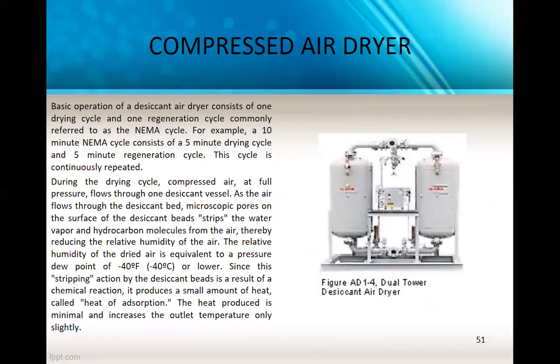During the drying cycle, compressed air at full pressure flows through one desiccant vessel. As the air flows through the desiccant bed, microscopic pores on the surface of the desiccant bed strip the water vapor and hydrocarbon molecules from the air, thereby reducing the relative humidity of the air dryer. Now, the relative humidity of the dryer is equivalent to a pressure dew point of -40 or lower.